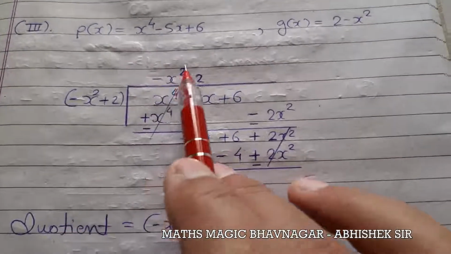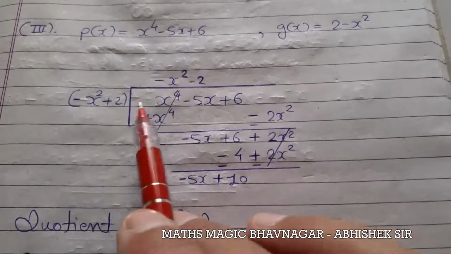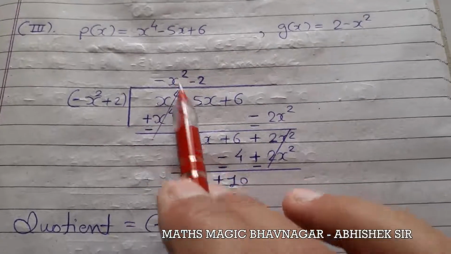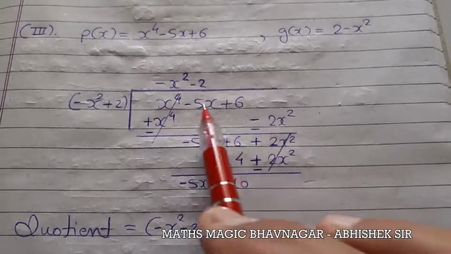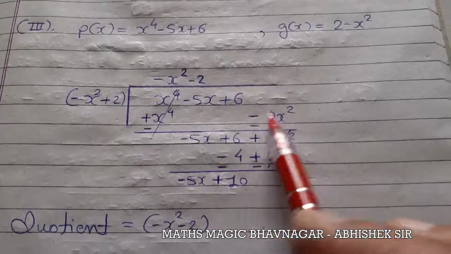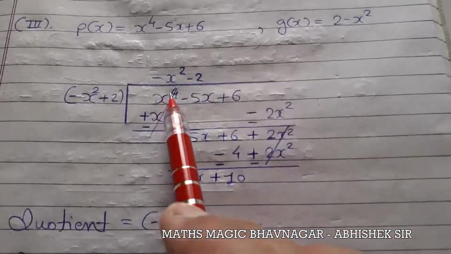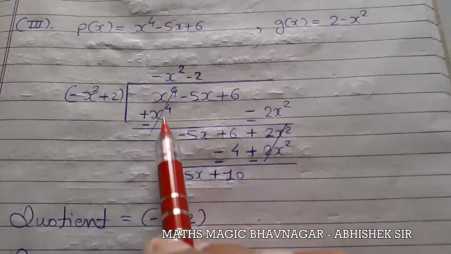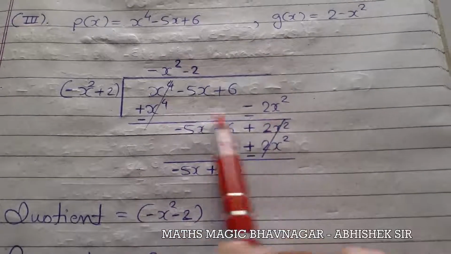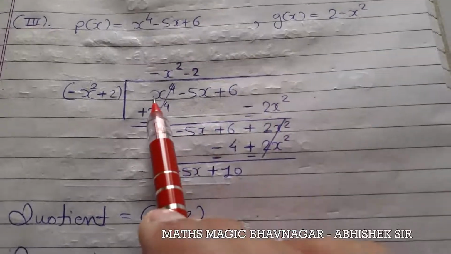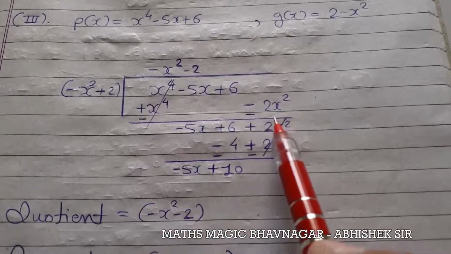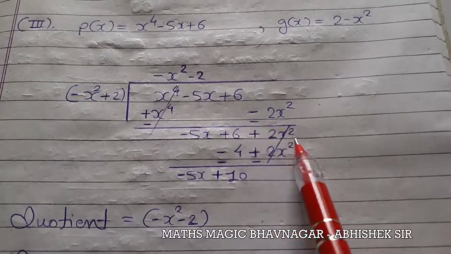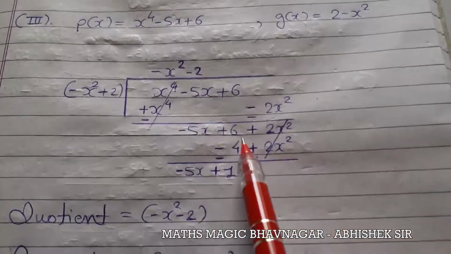Minus x square into minus x square, the answer will be x raised to 4, and plus 2 into minus x square, that is minus 2x square. Here the x cube term is not there, so I have written it separately. So x raised to 4 and x raised to 4 both have the same sign, so we will multiply the whole equation with the minus sign. So this is plus, this is minus, so both are cancelled. Here minus minus plus, so it will be 2x square, then minus 5x plus 6.